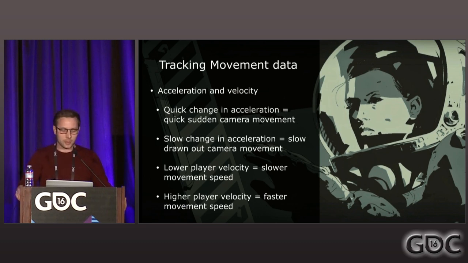So how do we do it? We're tracking acceleration and velocity for the player, and there's a couple of rules we can say. When there's a quick change in acceleration, there's generally a sudden camera movement. A slow change in acceleration, the player's turning slowly. If it's a low player velocity, they're moving through the world slowly. And the other way around, if it's a quick velocity, they're traversing through the world quite quickly.